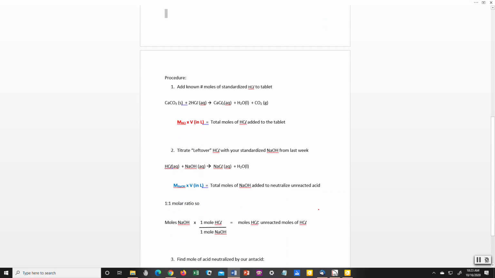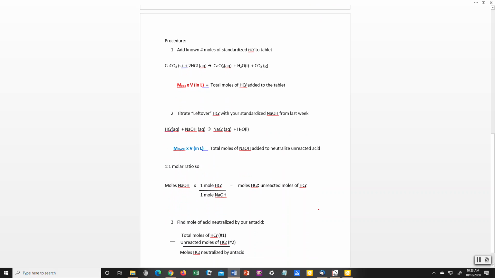All right, so the procedure we're going to be following for this back titration is that first we have to add that large amount, relatively speaking, of standardized hydrochloric acid to our tablet. All right, so we have a flask. Here's our Erlenmeyer flask again. Sorry about how lousy that little drawing is. Here is our calcium carbonate tablet.